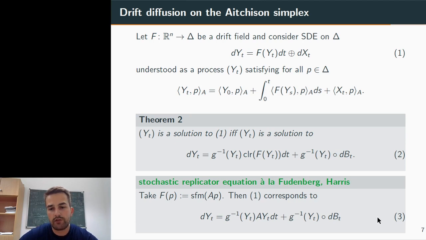And that's an equation which people have studied before. It was introduced in 1992 in a paper of Fudenberg and Harris, and since then it's called the stochastic replicator equation. And plenty of people have studied that equation afterwards, in particular Hofbauer and Imhof. And the last slide that I want to present to you will be, in fact, a slide on this equation.